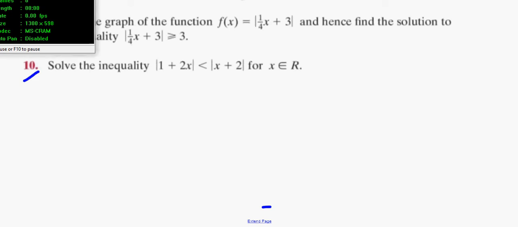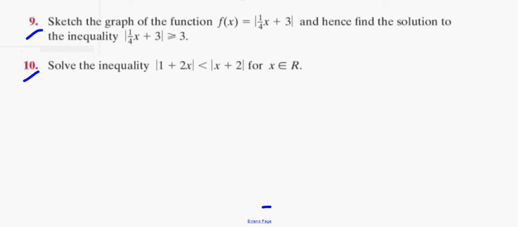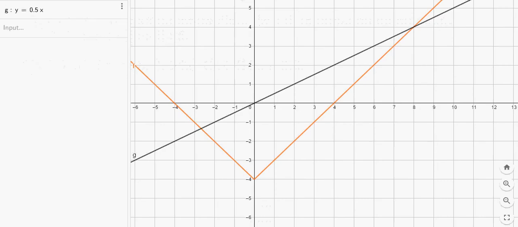Now, let's give this a go. Sketch a graph of the following function, a quarter x plus 3, and hence find the solution to the inequality. Is everybody just going to throw that into their table function? You're just going to draw a graph, aren't you? I'll save me the effort here and just call out the question.